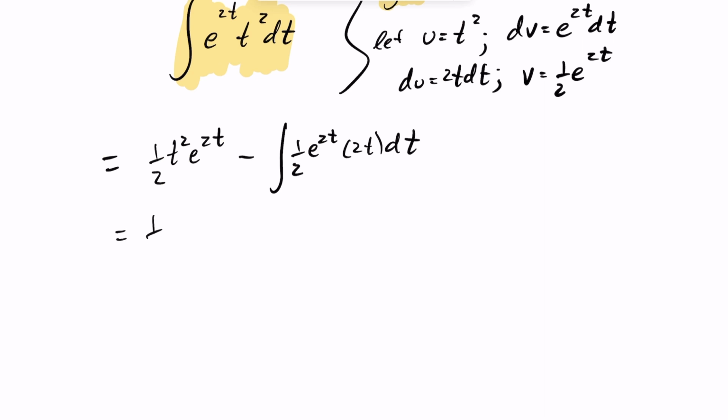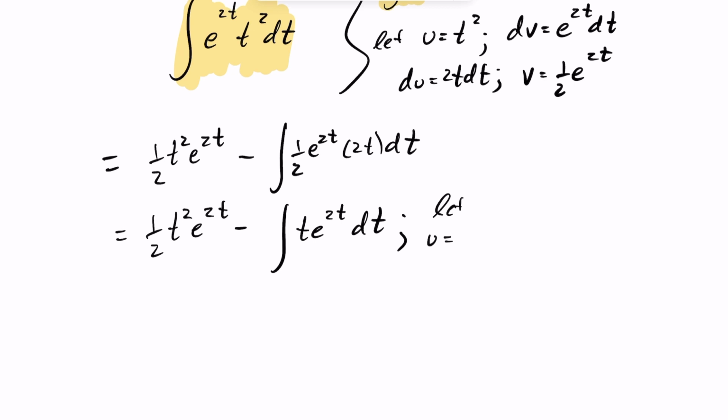And now we have this simplified to become 1/2 t squared e to the 2t minus the integral. The half and 2 will cancel. I'll end up getting t e to the 2t dt. And once again, we can do integration by parts again. I'll let u equal t this time, and I'll have dv equal e to the 2t dt, in which case du is exactly equal to dt, and v is equal to 1/2 e to the 2t.